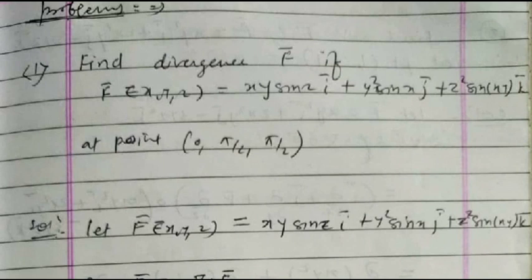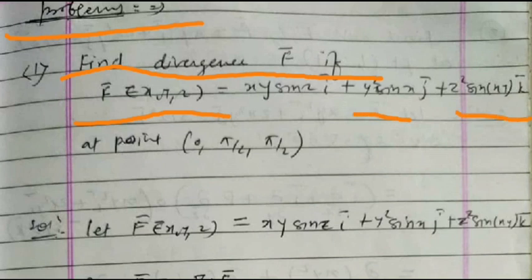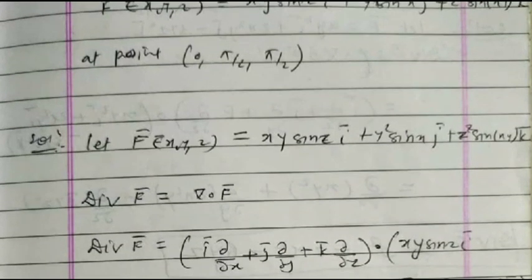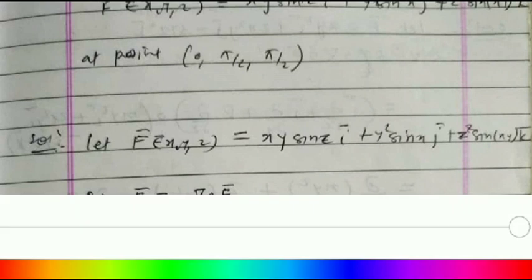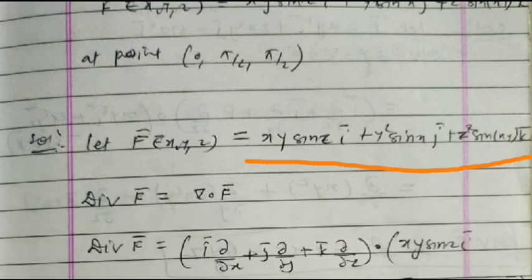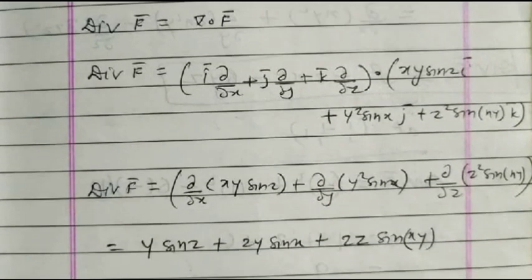Now we will discuss some examples based on divergence. First, find divergence f bar if f bar equals xy sin z i bar plus y square sin x j bar plus z square sin xy k bar at the point 0, pi by 2, pi by 2. Now we are given that f bar xyz equals this term, xy sin z i bar plus y square sin x j bar plus z square sin xy k bar.